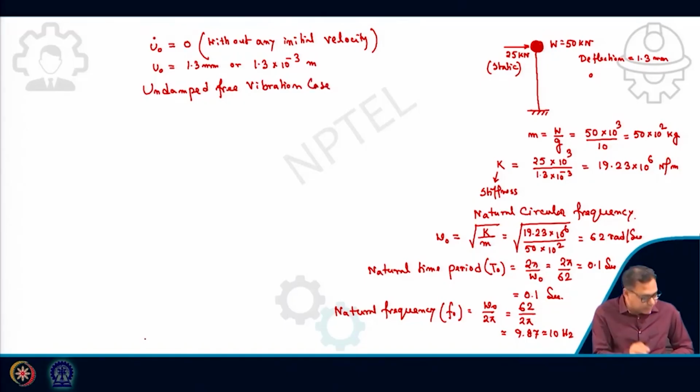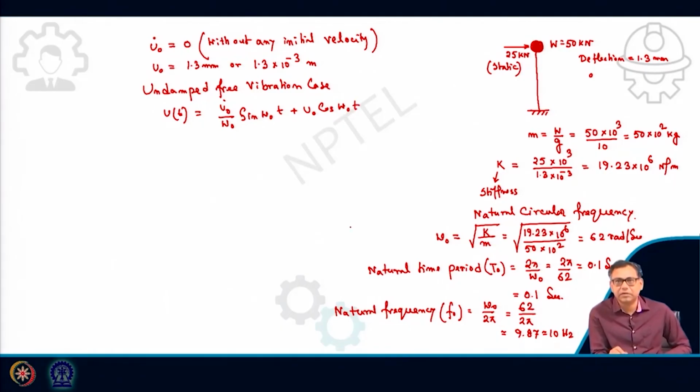Okay, undamped free vibration case. What is the response? u(t), I have already given that solution. That will be u0 dot by omega 0 sine omega 0 t plus u0 cos omega 0 t. That is the response, that is the solution that I have given.